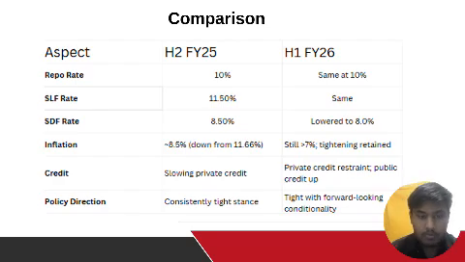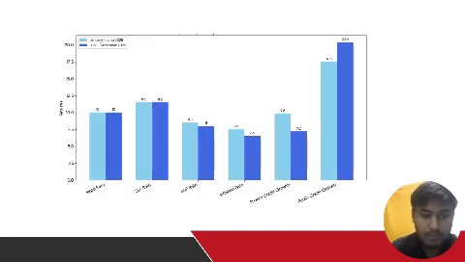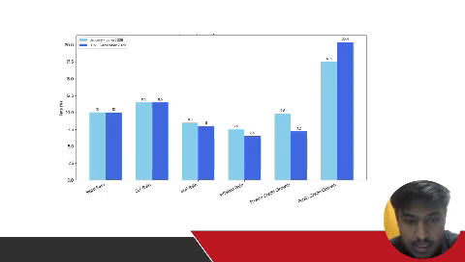If we move to the next slide, there is a bar chart that clarifies the previous slide. We can see that the previous growth rate was higher than the current year, and the inflation rate changed too.